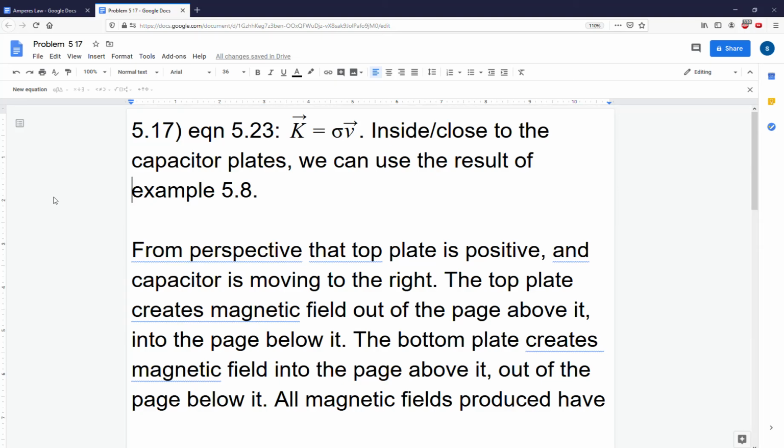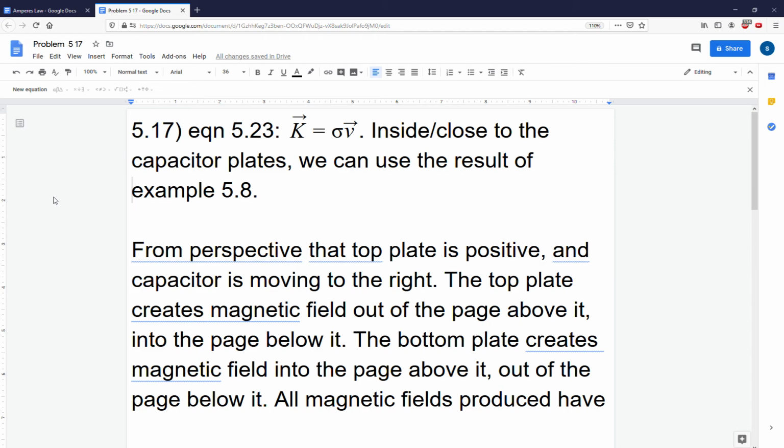Problem 517. So in this problem, we have two parallel plates, one with a plus sigma surface charge density, the other with a minus sigma surface charge density, i.e. we have a capacitor. And both of these plates are moving in a direction that is in their plane of motion, or another way, it's perpendicular to the normal direction of them.